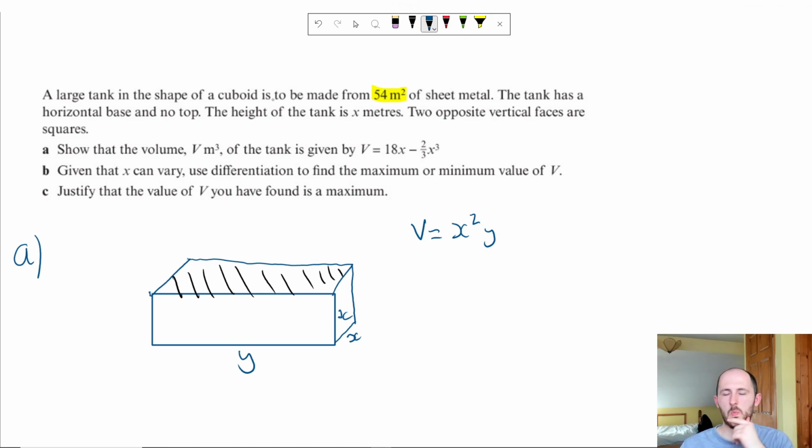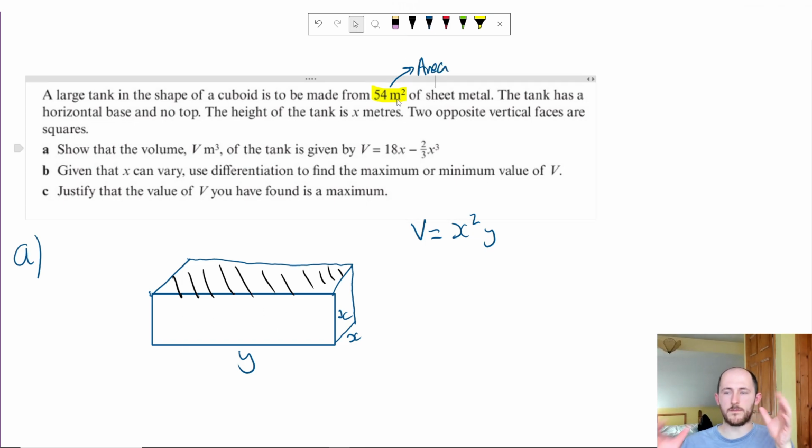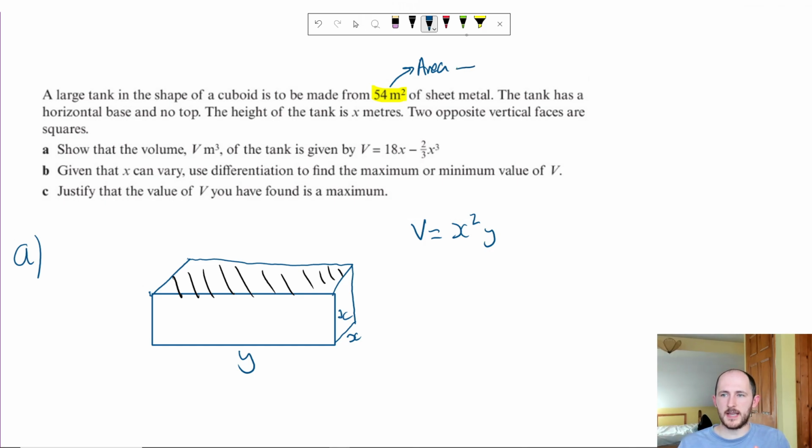So, what does this mean? And this is the tricky bit. Well, 54 meters squared, that is, of course, some kind of area. Right? Now, it's telling me that this shape is made of metal. Now, if I think of a box, right? If I think of a box, the surface of it is the material it's made of. So in short, this 54 square meter is actually the surface area of the cuboid.